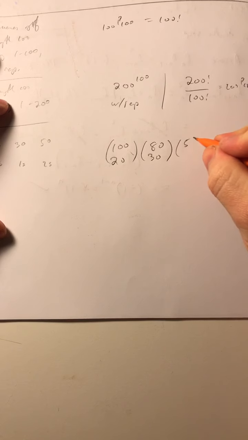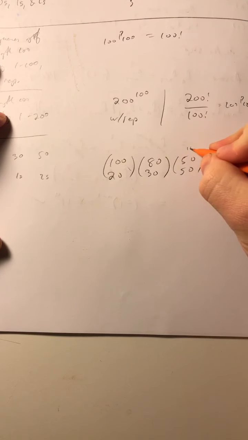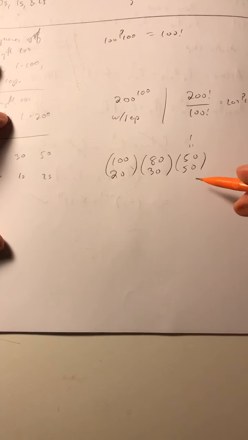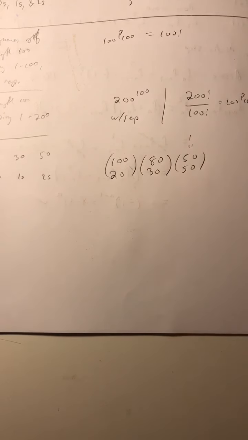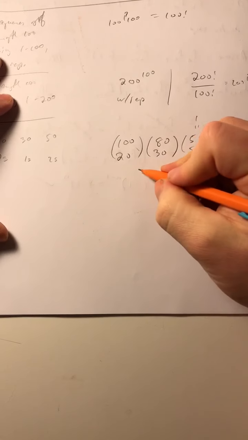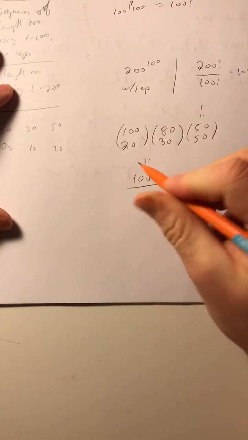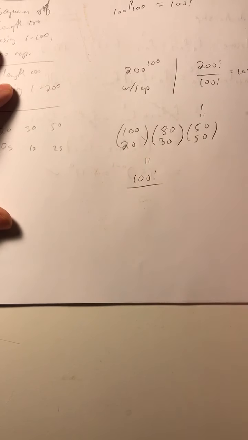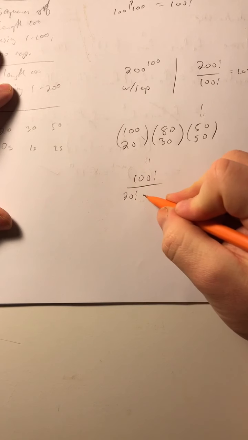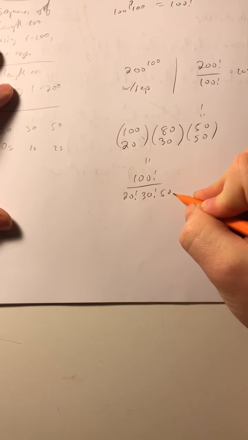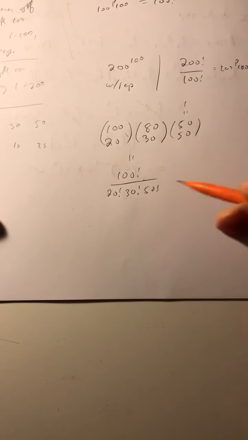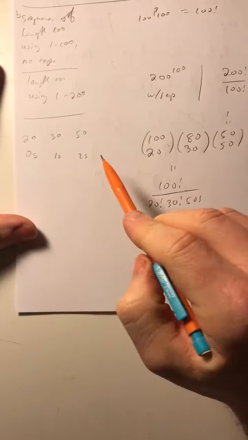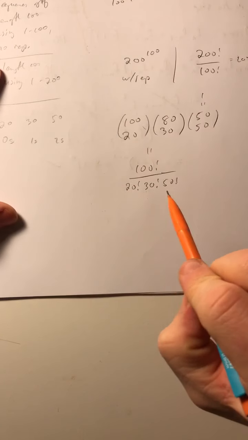Some people wrote 50 choose 50, which is true, but 50 choose 50 is just one. I have 50 places left, and I'm going to choose 50 of them to put the twos. There's only one way to choose 50 things if I only have 50 things. So this ends up being, if you write out n choose k in terms of factorials, a very elegant solution: 100 factorial over 20 factorial times 30 factorial times 50 factorial. Just the 20, 30, 50 that are here.